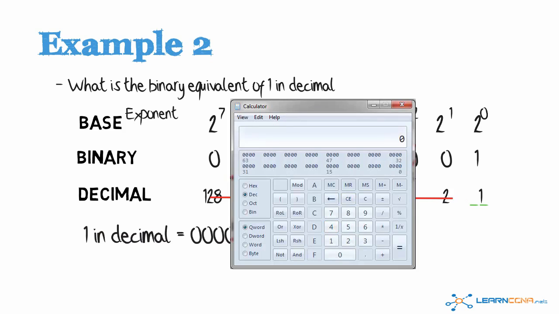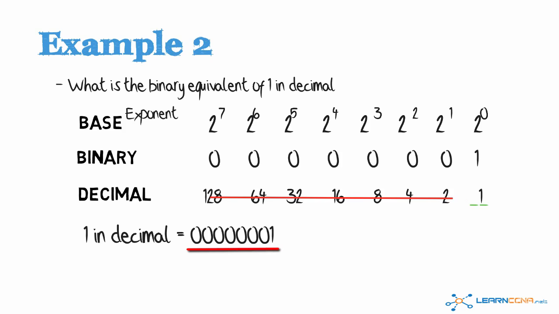Once again, using our Windows calculator, 1 in decimal is equivalent to 1 in binary. But because we're using this mainly with IP addressing, you'll tend to write it as follows. The Windows calculator removes the leading zeros, so 1 in decimal is equivalent to 1 in binary.